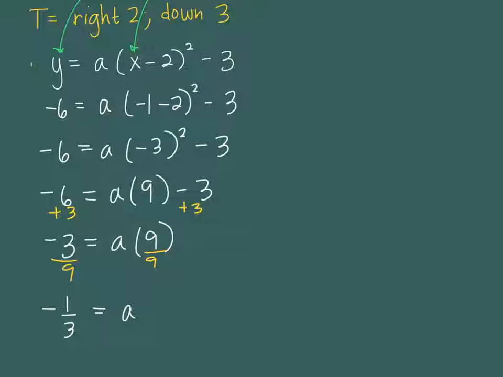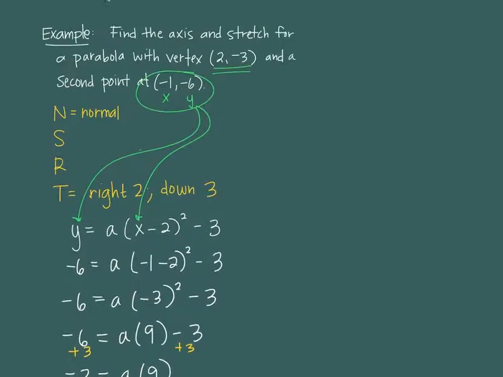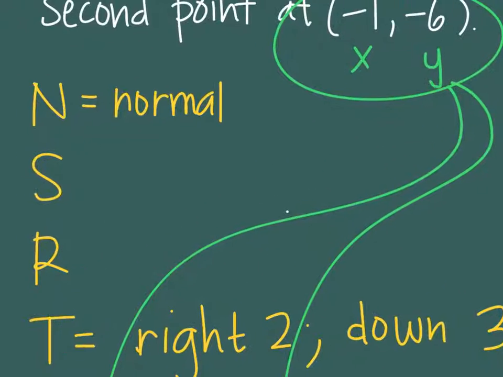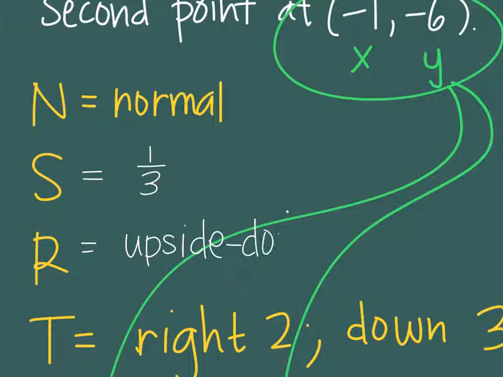So not only do I know the stretch is 1/3, but I also know it's negative, which means I have the reflection. So I can go back, and I know that the stretch turned out to be 1/3, and the reflection is going to be upside down. All because it turned out to be a -1/3.